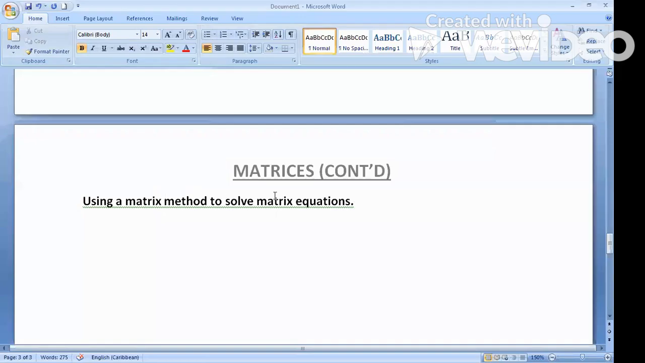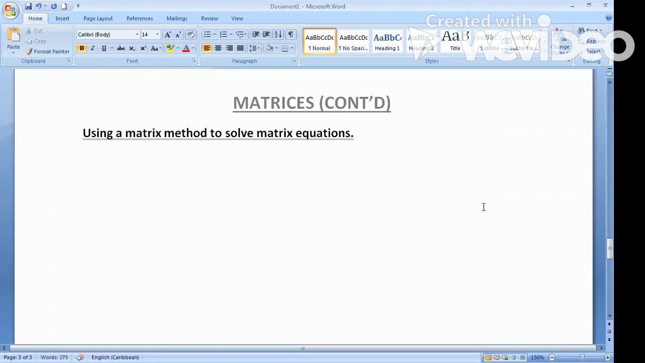Using a matrix method to solve matrix equations. And matrix equations would include simultaneous equations. So what I'm going to do is show you the method.